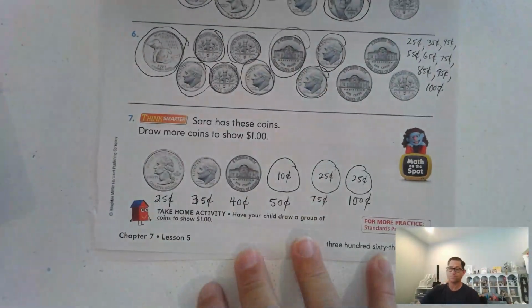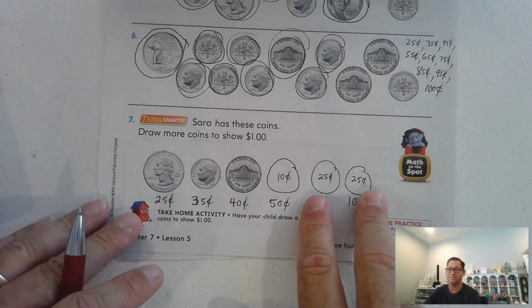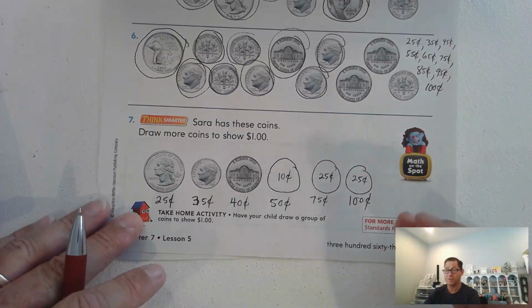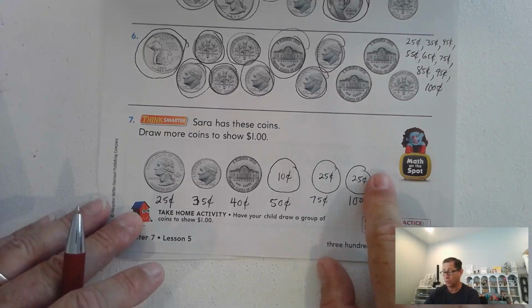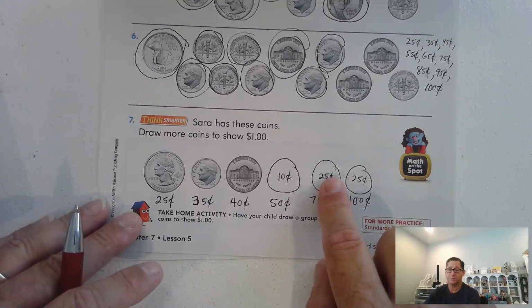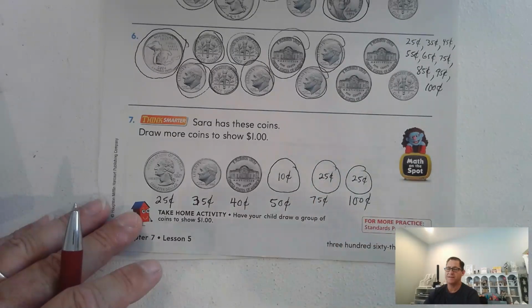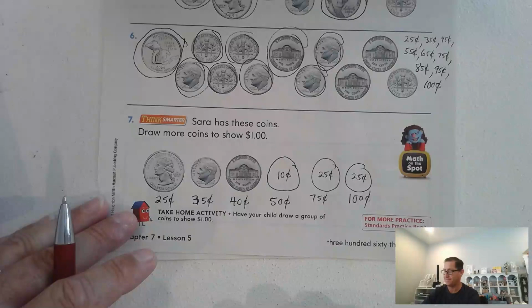Okay. This is not the only way. We could have had 5 more dimes. We could have used 10 nickels. We could have used a combination of dimes and nickels. We could have used a quarter and a combination of dimes and nickels. We could have used a quarter and 5 nickels. So there's many different varieties. It just has to add up to 100.